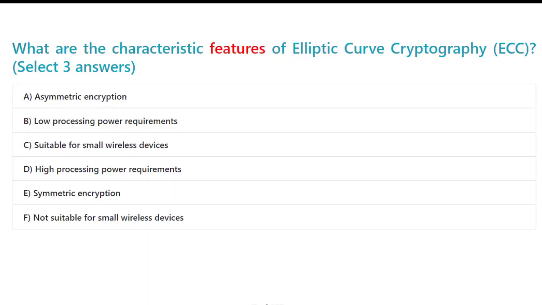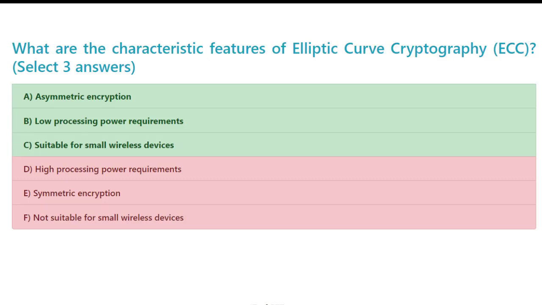What are the characteristic features of elliptic curve cryptography, ECC? Select three answers. A. Asymmetric encryption. B. Low processing power requirements. C. Suitable for small wireless devices. D. High processing power requirements. E. Symmetric encryption. F. Not suitable for small wireless devices. The correct answers are A. Asymmetric encryption. B. Low processing power requirements. C. Suitable for small wireless devices.